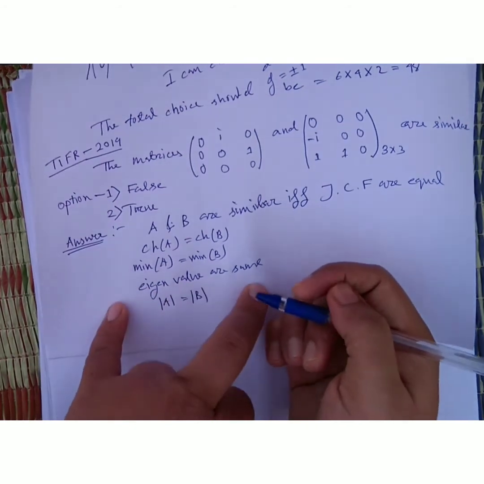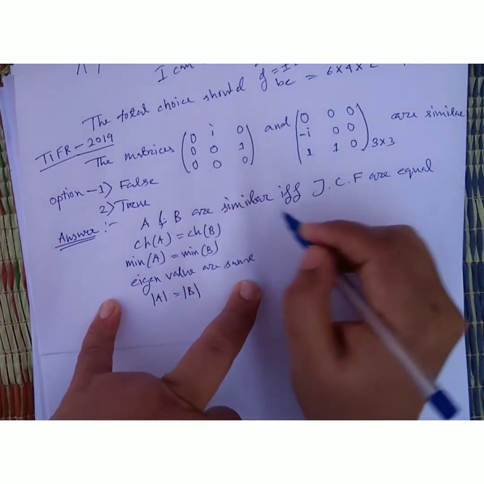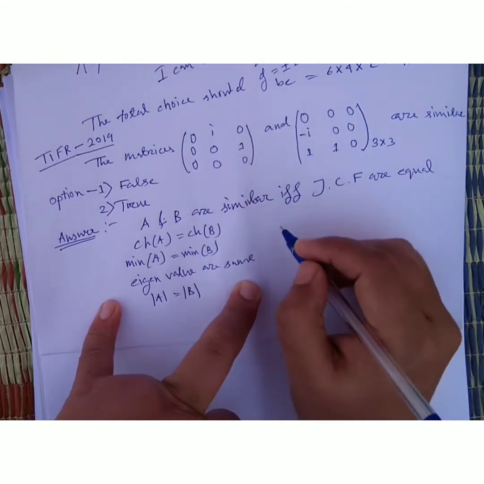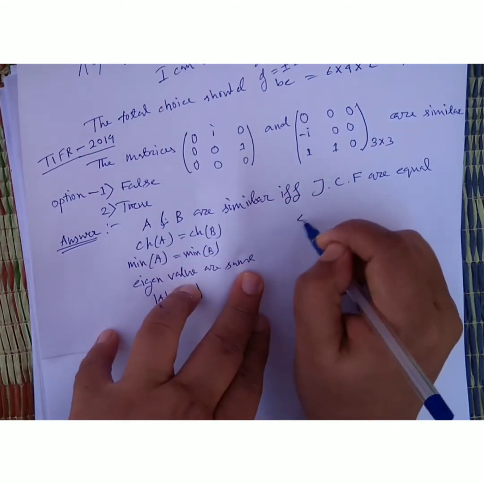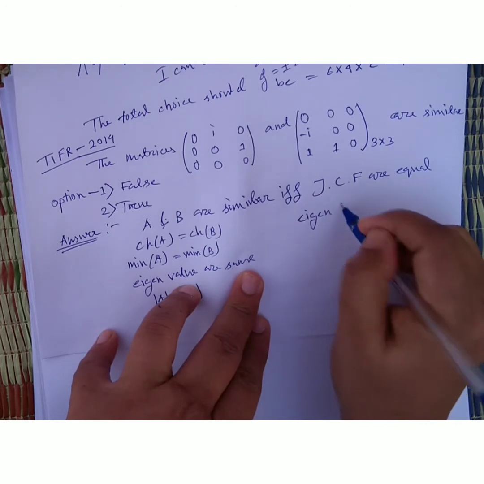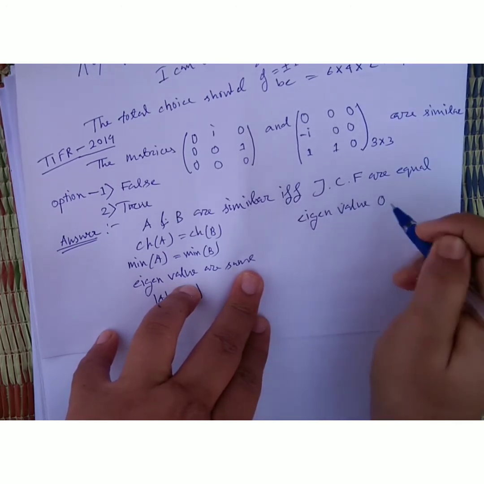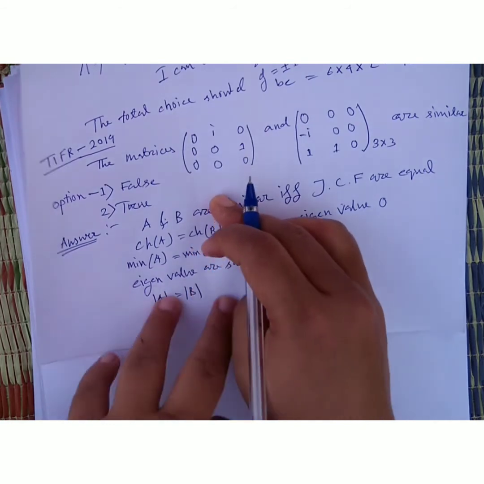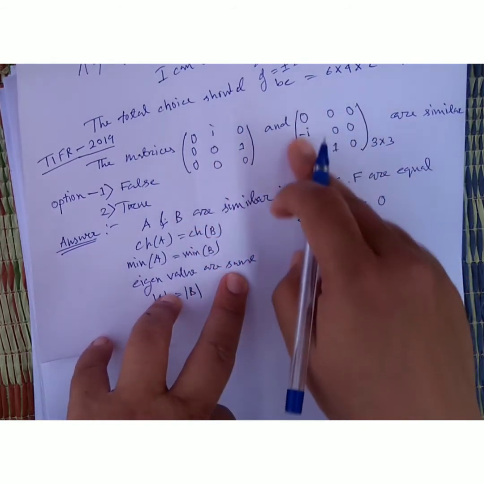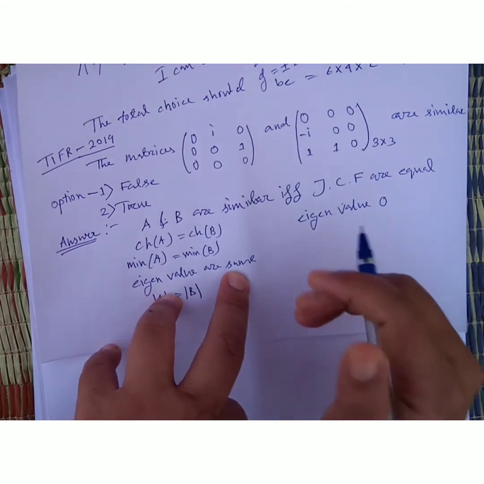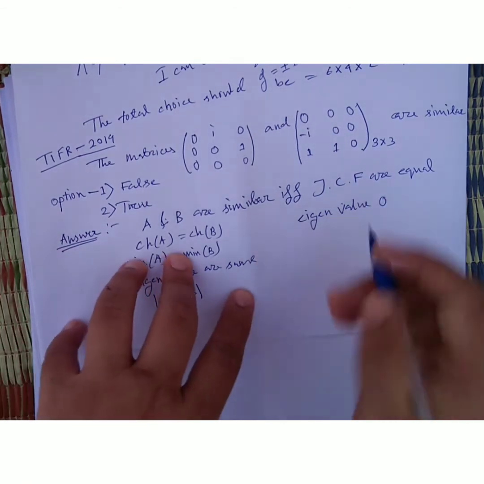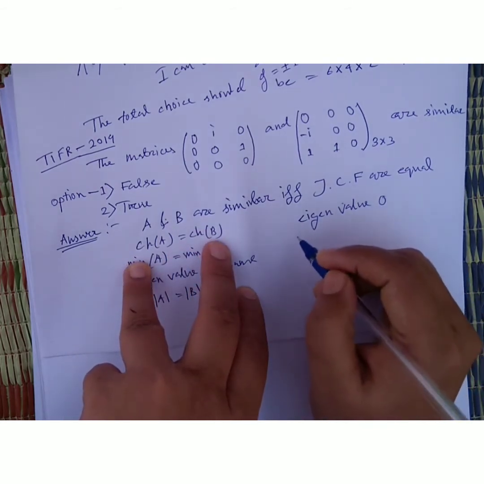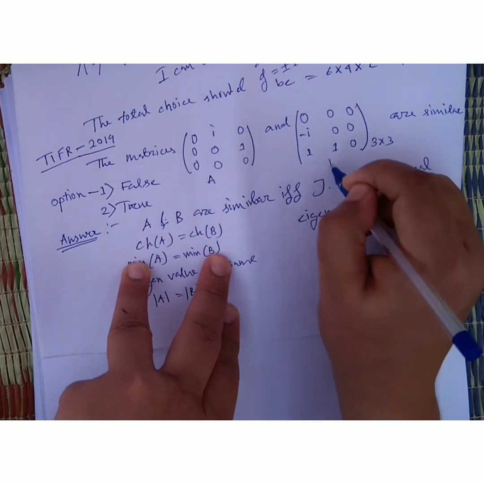So friends, according to this question, our lambda, meaning the eigenvalues, are 0 in all cases. In here the eigenvalues are 0, and here the eigenvalues are also 0. But I have to see whether the JCF are equal or not. So friends, in the first case I write it as A and the other as B.